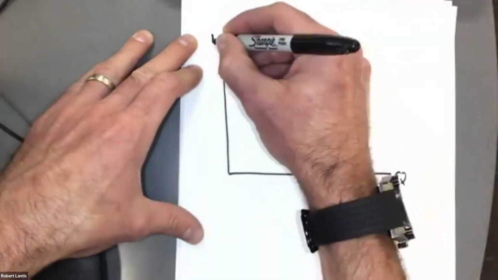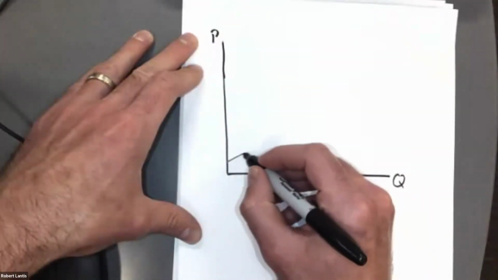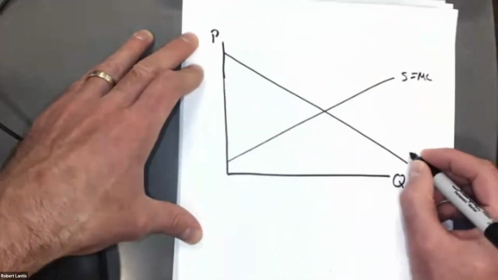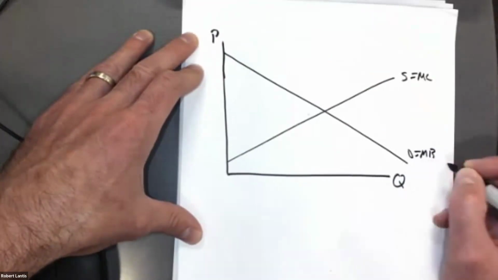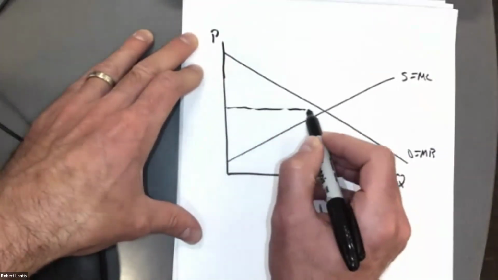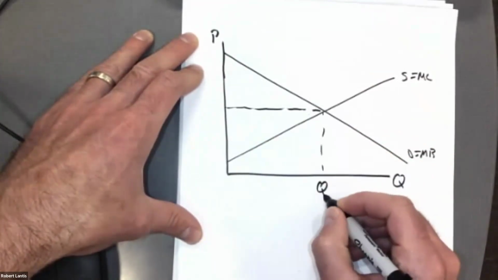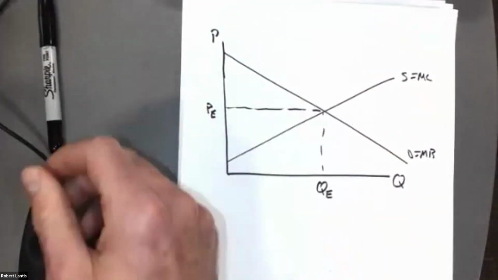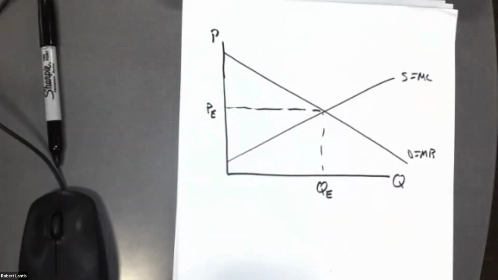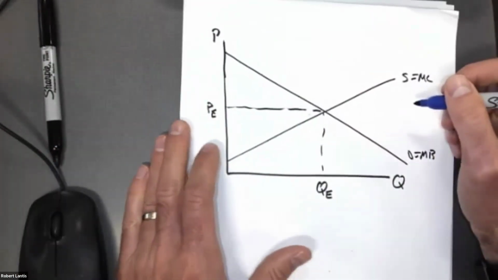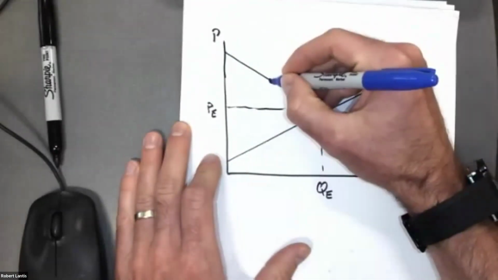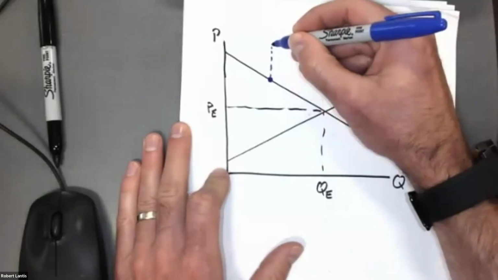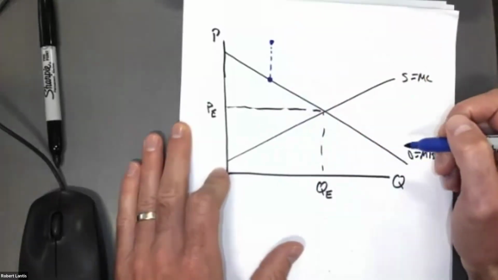So I've got price, quantity, and my supply curve, which reflects private marginal costs. The demand curve reflects private marginal benefits. The market will arrive at this quantity and this price. If there is a positive externality, then at every single quantity, the marginal benefit to society is whatever the marginal benefit is to consumers plus some additional amount. Right?